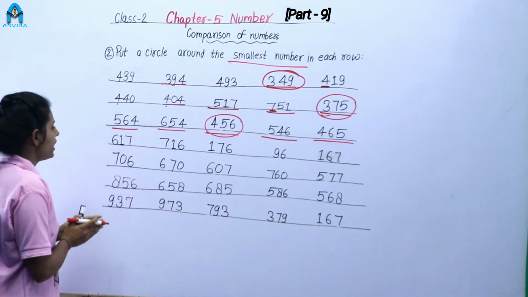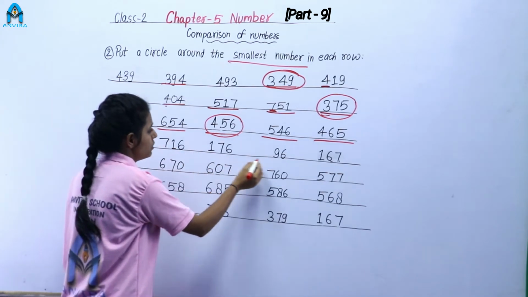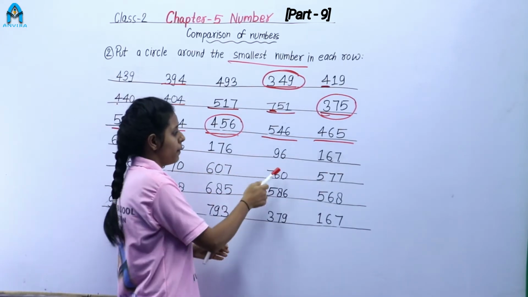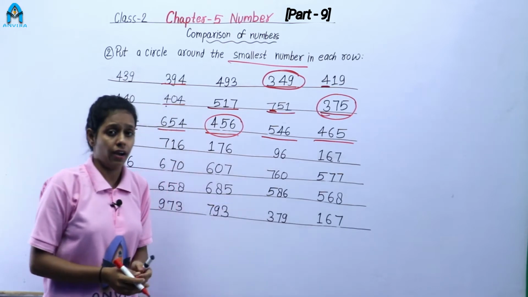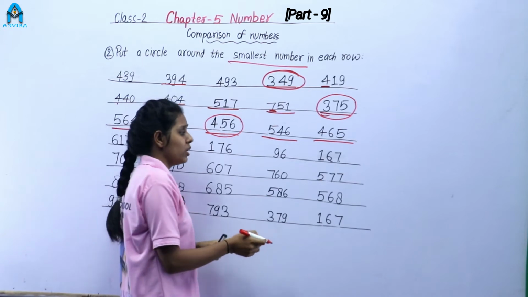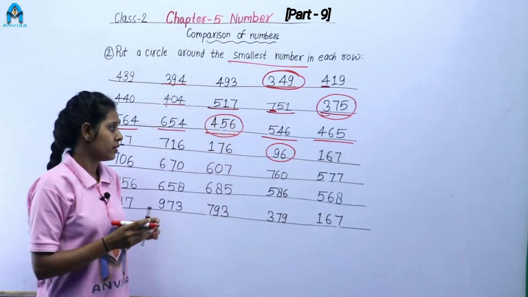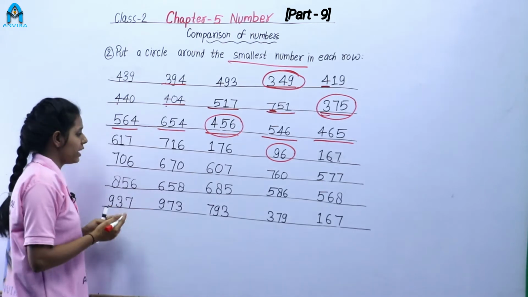Let's go to the next row. Here all numbers have 3 digits, but this number has only 2 digits. That's why the smallest number is 96. Let's go to the next.